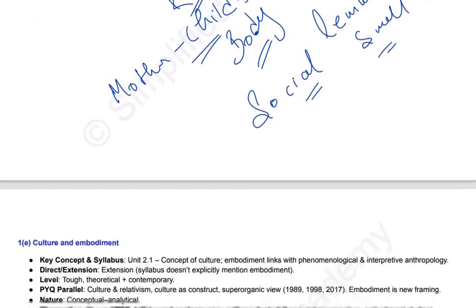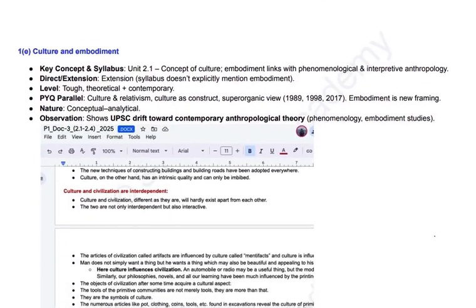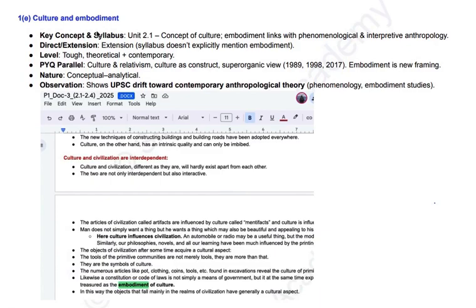The last question for the day is culture and embodiment. Though this question is not directly from your syllabus again, you have studied about culture in your topic 2.1, right? And if you have a good command over language, you know the meaning of embodiment.